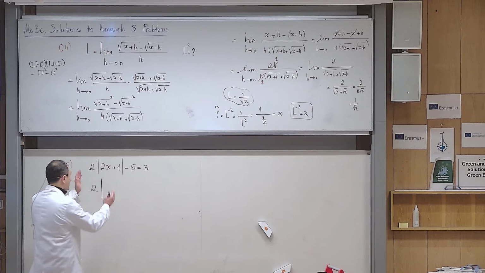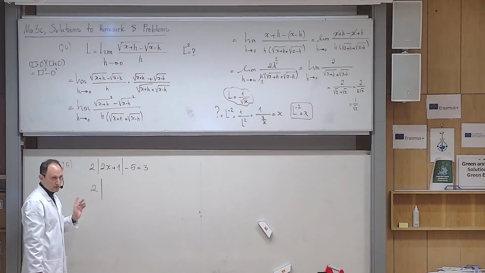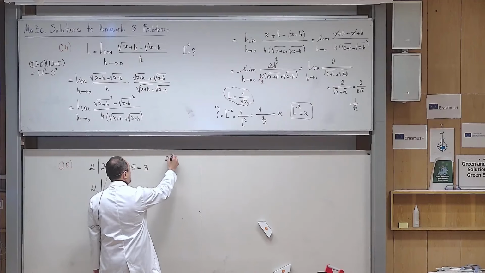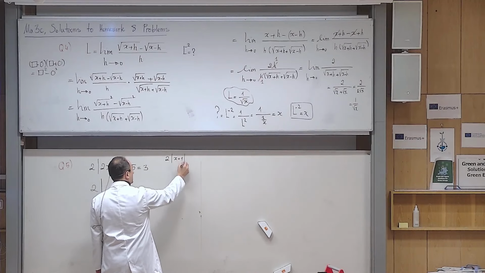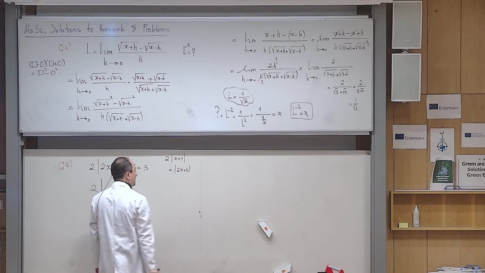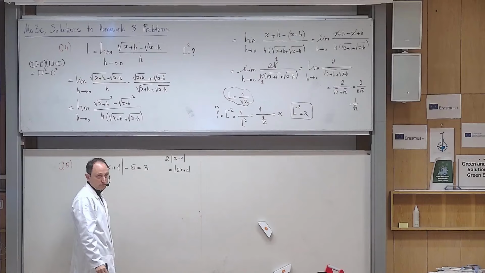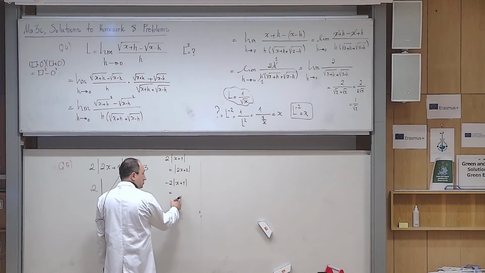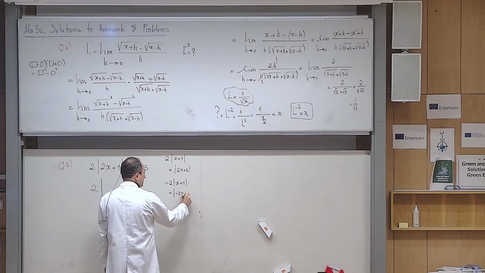So absolute value is not a pair of brackets. For example, if I say 2 times absolute value of x plus 1, if some of you write absolute value of 2x plus 2, even without understanding that, that is correct. But if someone writes minus 2 times absolute value of x plus 1 and multiplies minus 2 inside and writes minus 2x minus 2, that's wrong.